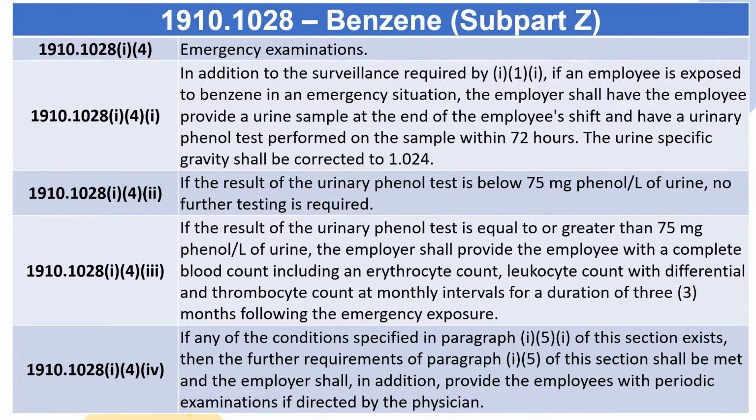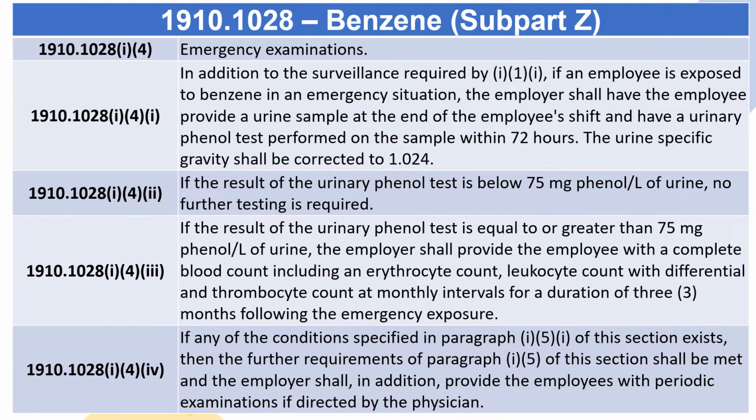1910.1028 I-4 Emergency Examinations. In addition to the surveillance required by I-1, if an employee is exposed to benzene in an emergency situation, the employer shall have the employee provide a urine sample at the end of the employee's shift and have a urinary phenol test performed on the sample within 72 hours. The urine-specific gravity shall be corrected to 1.024.